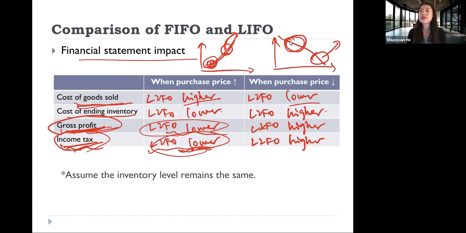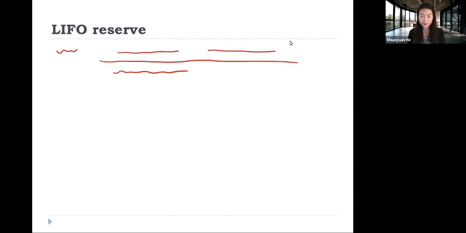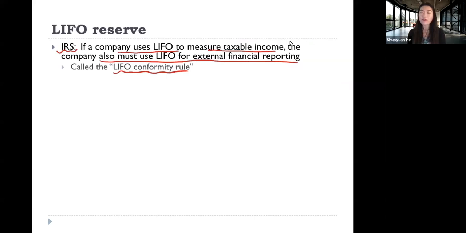The firm needs to use the same cost flow method for both. So if the firm chooses to use LIFO for taxable purposes, it needs to use LIFO for financial reporting as well. So this is the LIFO conformity rule.